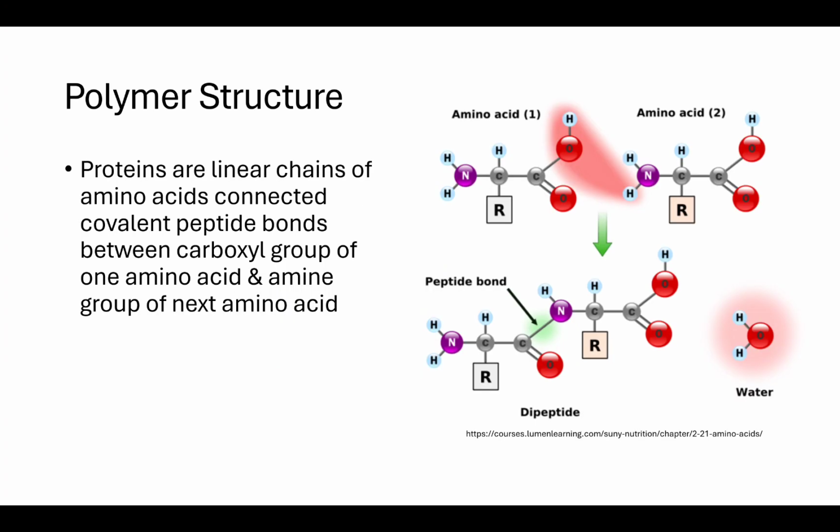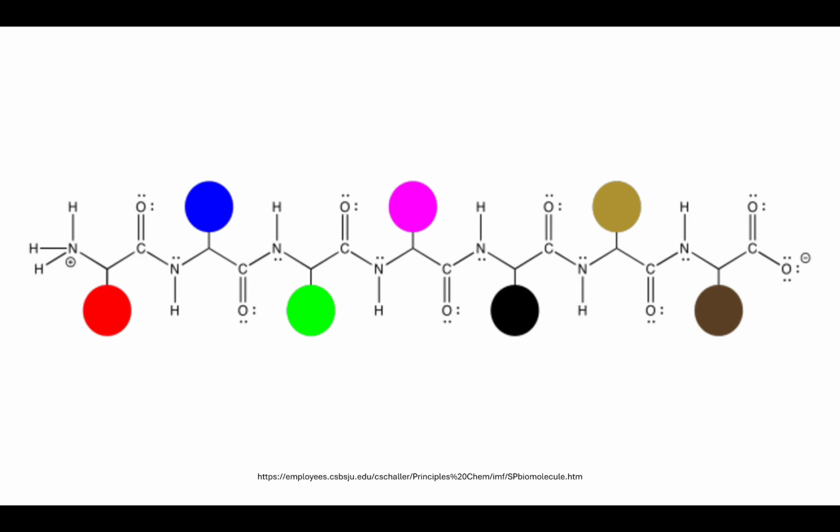Now, when we start assembling these monomers into polymers, we get a linear chain of amino acids. The peptide bond, which is the bond that's formed between them, forms between the carboxyl group of one amino acid and the amine group of the other amino acid. So the carboxyl group is what gives the acid part of the name amino acid, and the amine group is what gives the amine name. And then this is also called a peptide chain.